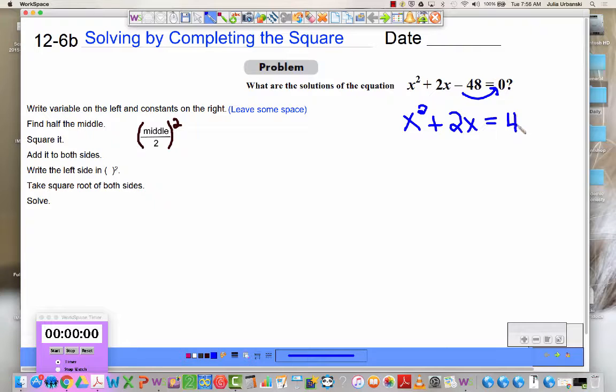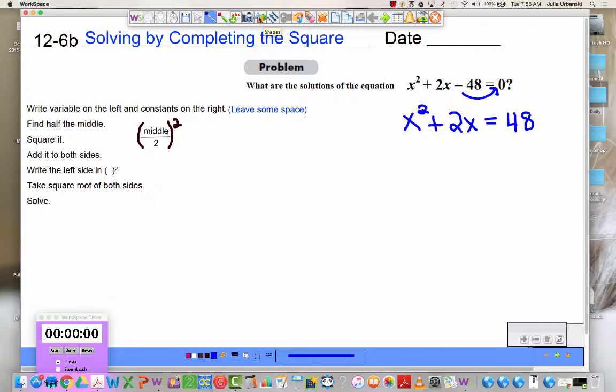Equals positive 48. The way that I mostly remember is that if I'm supposed to solve for x without factoring, I have to get all the variables on the left and the numbers on the right. So I'm not going to factor this. I'm going to do what we did yesterday.